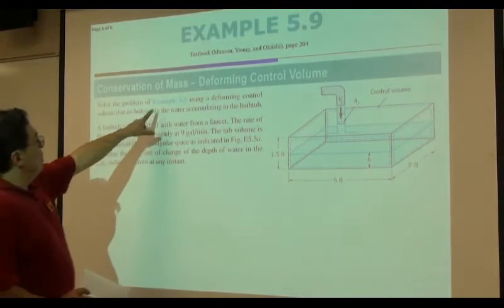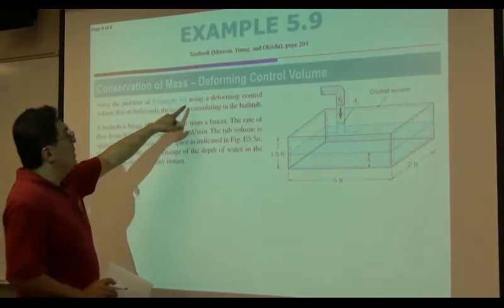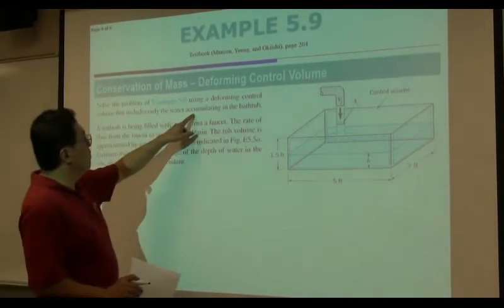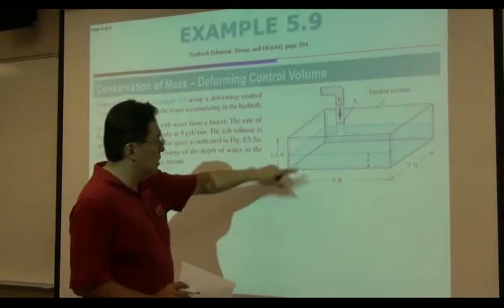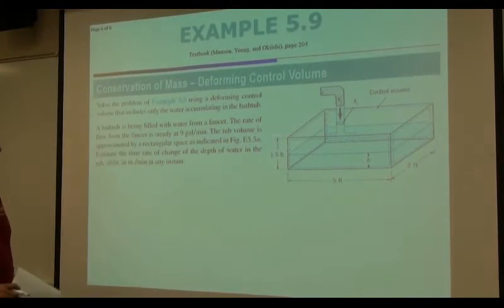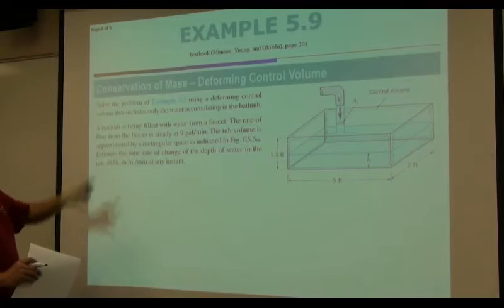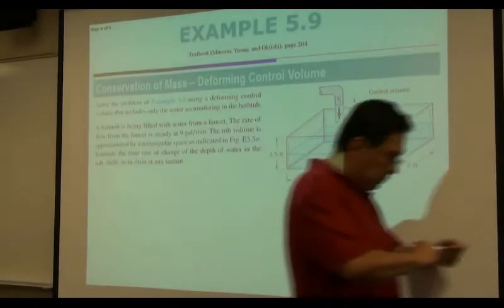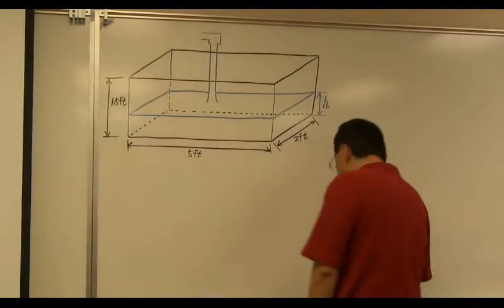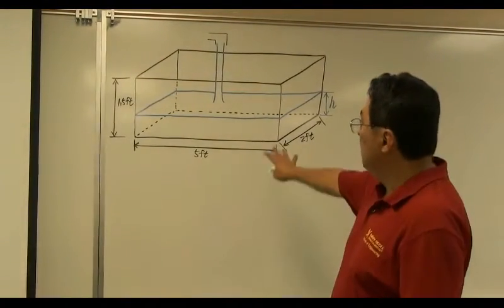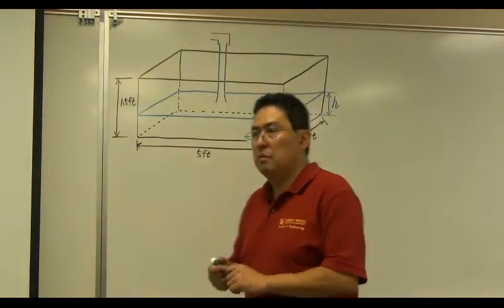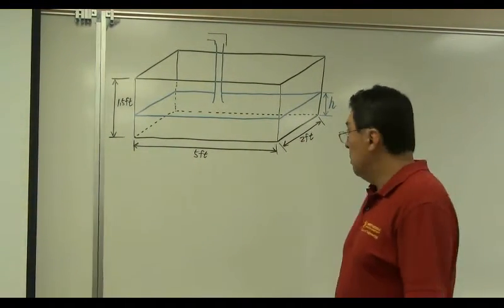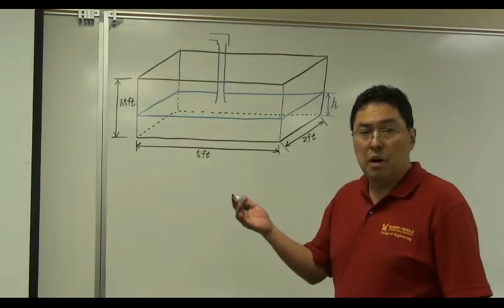Solve the problem, a previous example we looked at, using a deforming control volume that includes only the water accumulating in the bathtub. Okay. So let's take a look. So this is exactly the same problem statement. So now, again, this is the figure I copied from the program statement. Now, the significant difference from the previous approach is the definition of control volume.